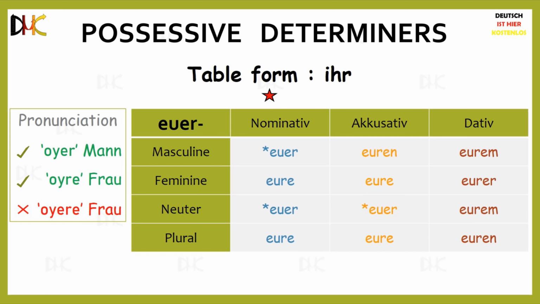So in the nominative case, it is euer, eure, euer, eure. In the accusative case, it is euren, eure, euer, eure. In the dative case, it is eurem, eurer, eurem, euren.